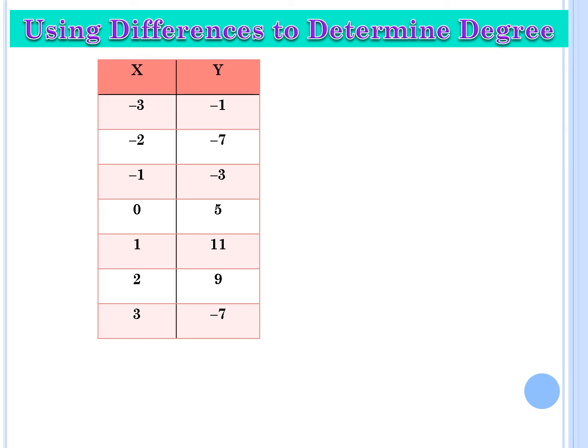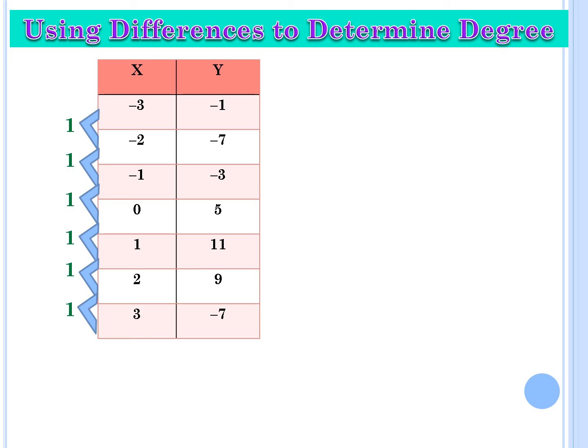Now, this trick only works if your x's increase by 1. If they increase by anything else, you can't really use this. But if your x's increase by 1, you can use this concept to help you determine, is it linear, quadratic, cubic, quartic, whatever. Okay, so the first thing you want to verify is, yes, all of my x's increase by 1. We're good there. Now we're going to look at the y's.